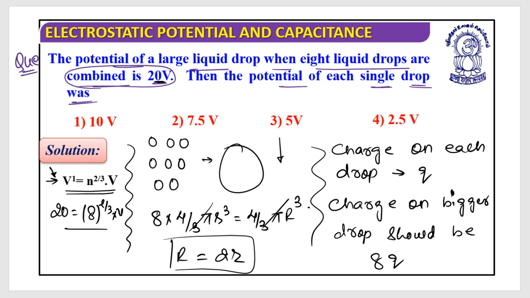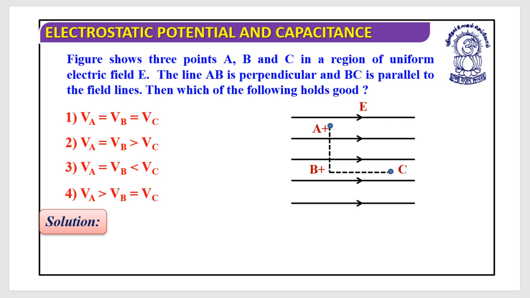Are you ready? Let's look at this. According to the question, the figure shows 3 points A, B and C in a region of uniform electric field. The line AB is perpendicular and BC is parallel to the field lines. Then which of the following holds good? I want the correct option.